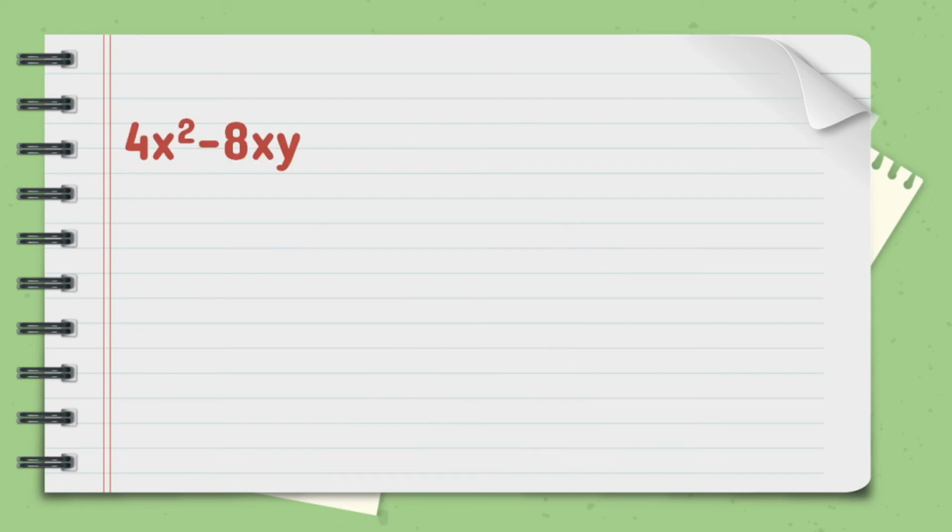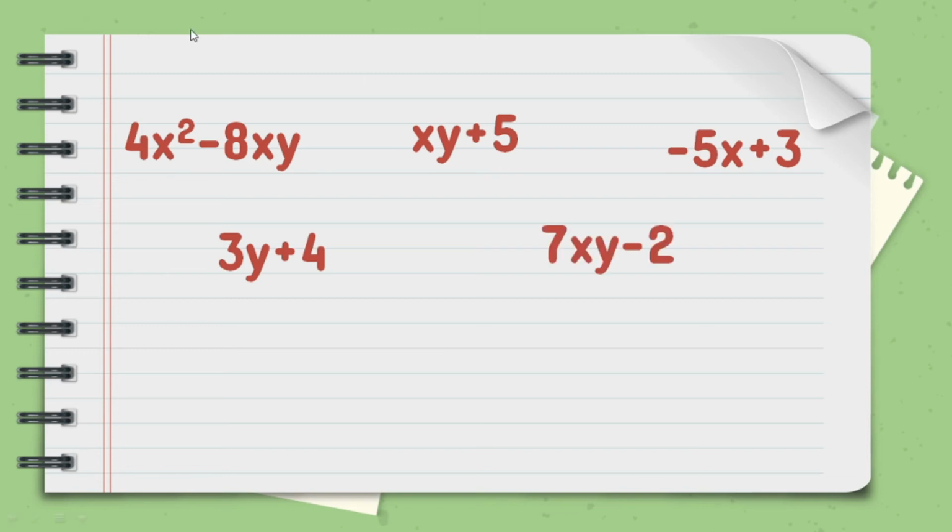Next, if you see this, we have 4x squared minus 8xy, xy plus 5, negative 5x plus 3, 3y plus 4, and then we have 7xy minus 2. Can we consider this as an algebraic expression? Yes, we can. If you notice, do they have plus and minus? Yes, they do. Let's look at the first one. It has a minus in the middle. This one has a plus. This one has a plus. This one has a plus, and this one has a minus sign.